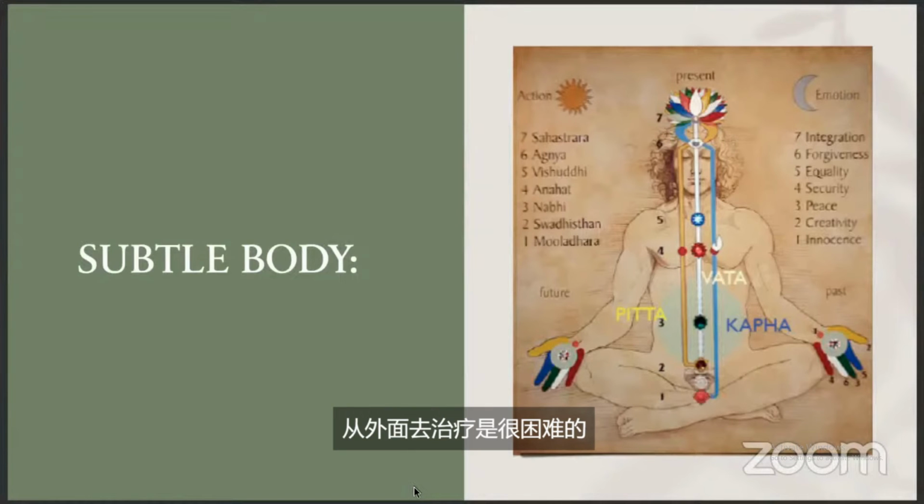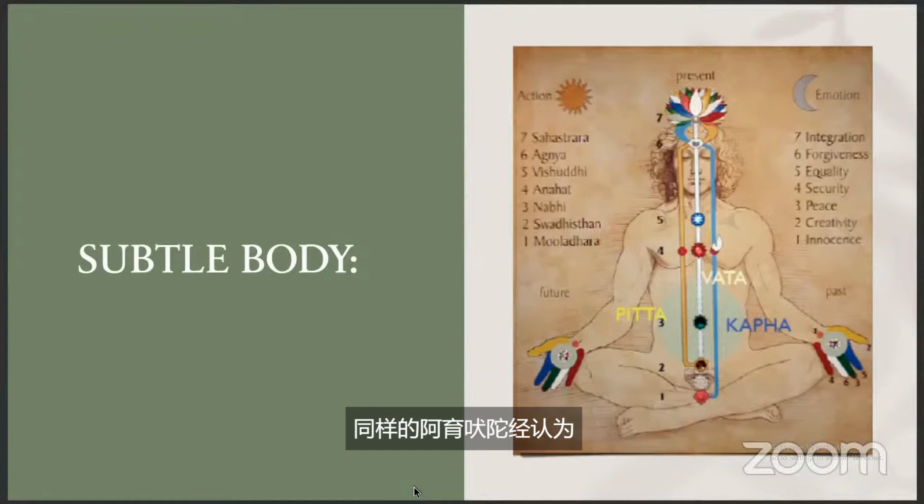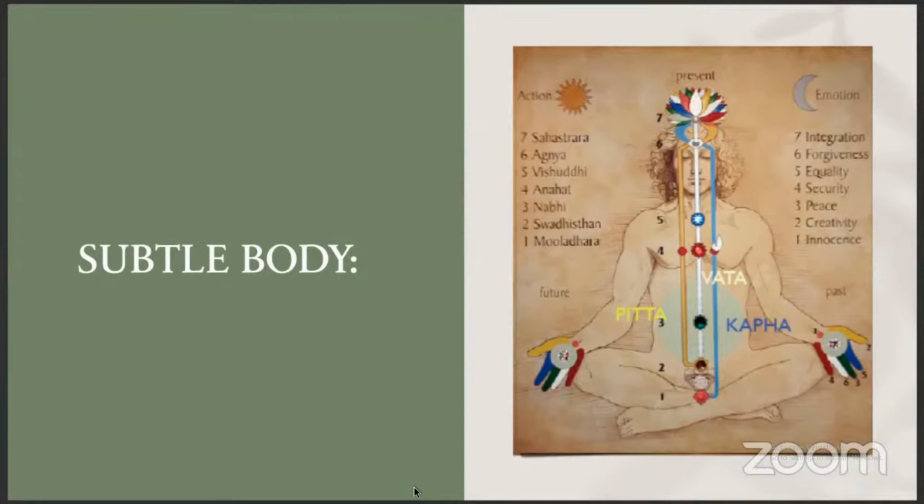Otherwise, it is a bit difficult to go from outside. As Shri Mataji says, to nourish a tree, if the roots are strong and healthy, and if we give nourishment to the roots, then it goes to the flowers, branches and leaves. In the same way, Ayurveda also thinks that if the subtle system is fine, then we get nourishment or balance on the physical and mental level.